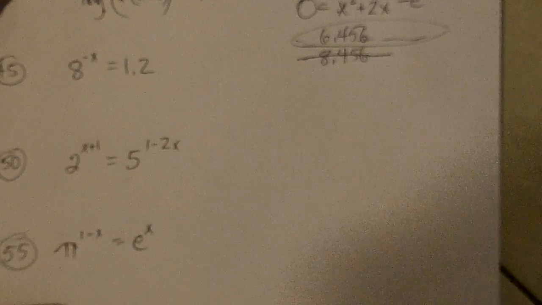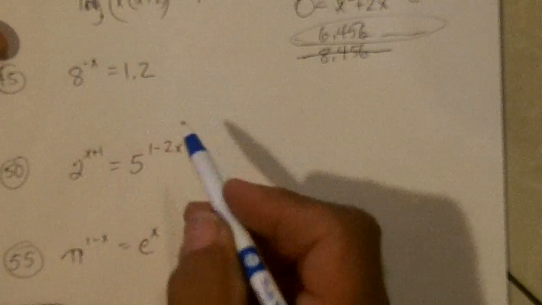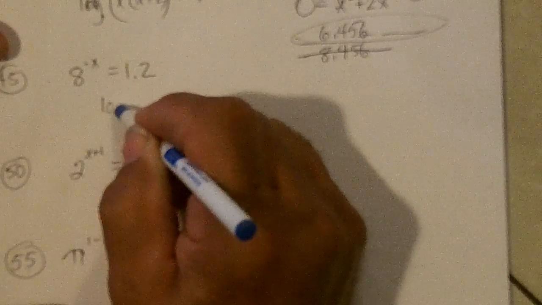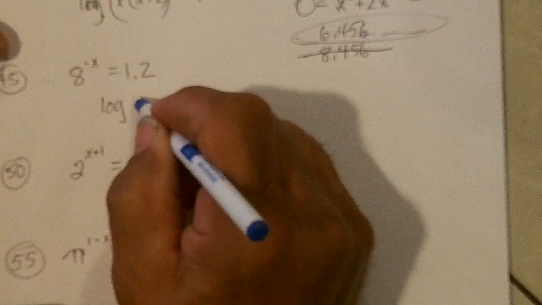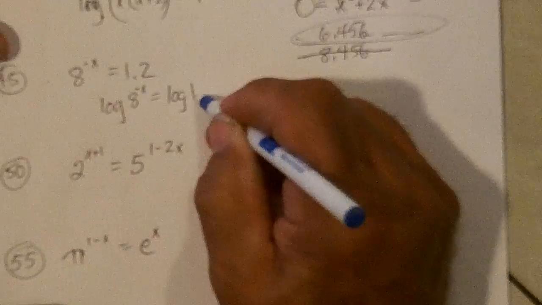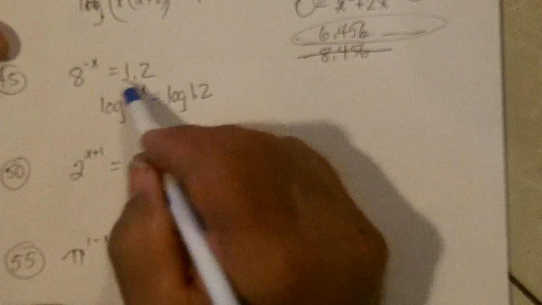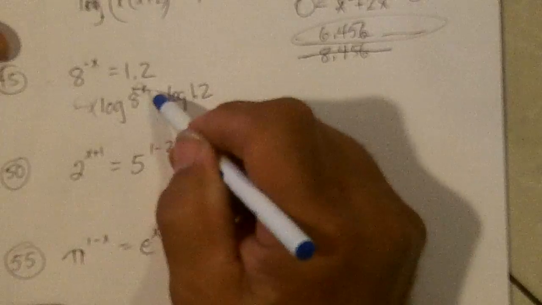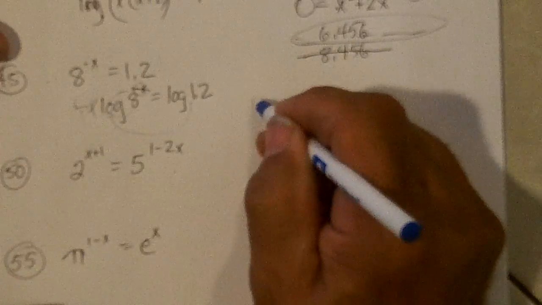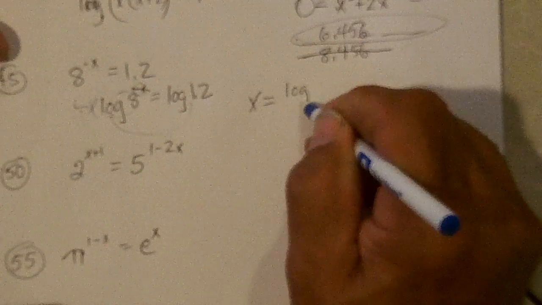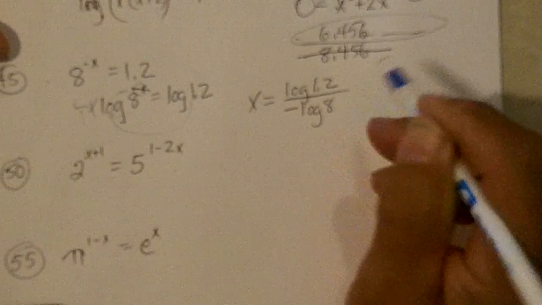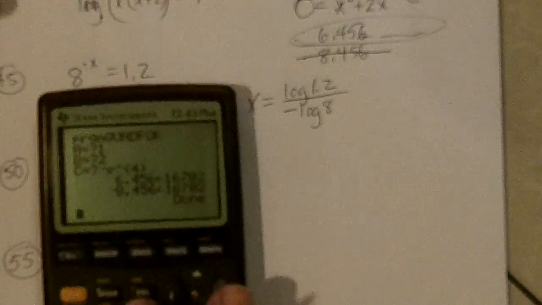I like these because they're easy. I want to solve for a power, so I take the log of both sides, and I can do it in base 10 or base e. I'll just write log base 10 of 8 to the negative x equals log of 1.2. The negative x comes down, and so then this is a number, so we can divide that into there as well as the negative, so we get x equals log of 1.2 divided by the negative log of 8.